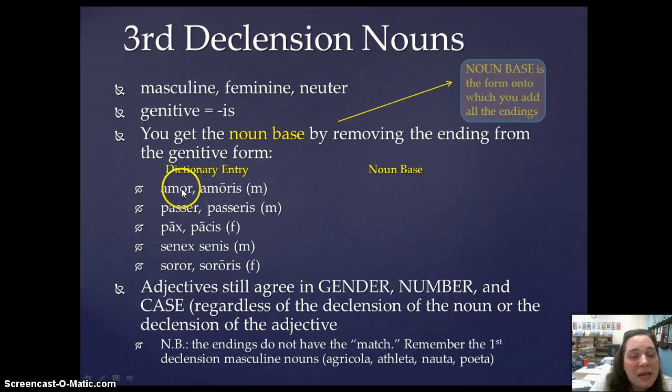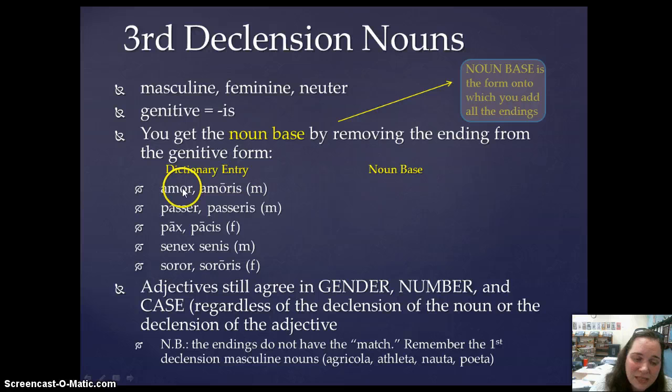So in Chapter 7, these are the 5 third declension nouns that you're learning. You have 3 masculine and 2 feminine ones. And you guys can figure out how to get the noun base, right? By taking the second form, the genitive form, removing the ending, and then that gives you your noun base.